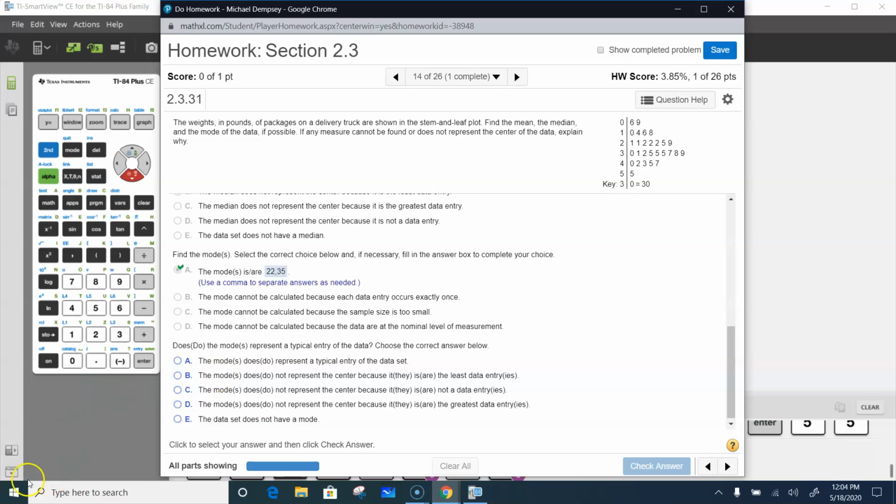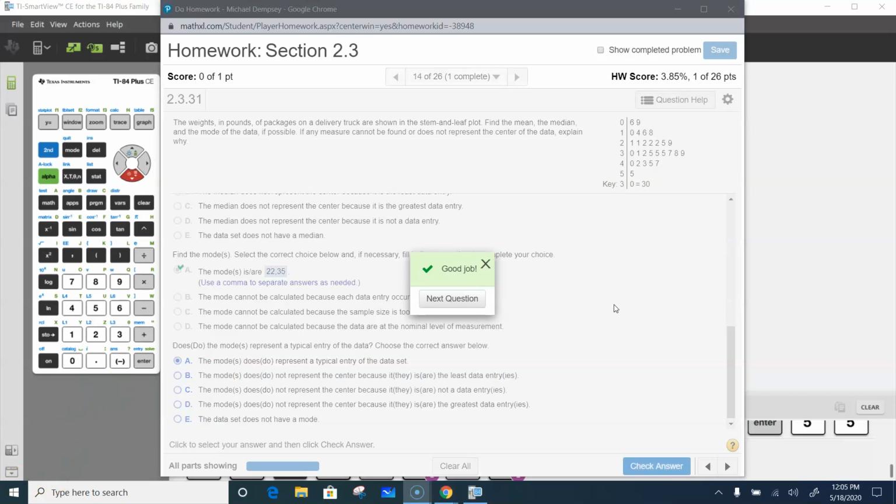Does the mode represent typical data? So in this case, it is okay for us to say the mode is a typical data entry, right? It's not a max, it's not a min, 22 and 35 are kind of right in the middle there, so they are sort of typical. And if we average those two, we come out somewhere probably around the mean and the median as well.